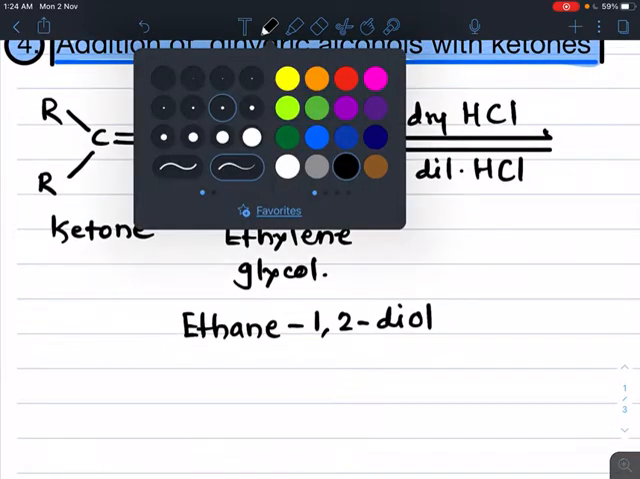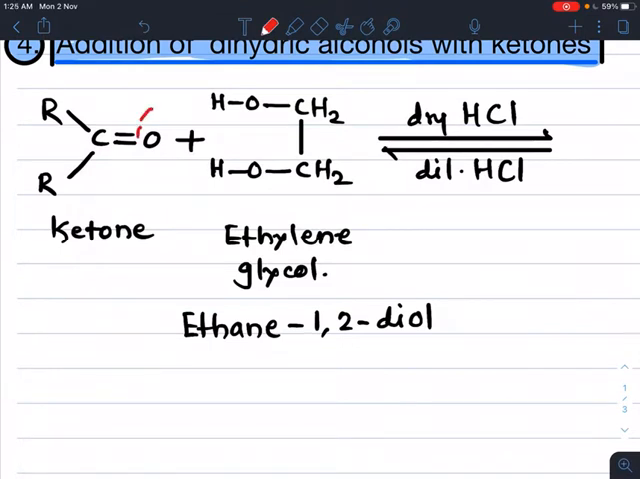See, the removal of H2O takes place. So the bond breaks between the oxygen and hydrogen, and carbon and oxygen. So removal of a water molecule takes place, and the 2 valencies of this carbon are bonded with these 2 oxygens. So finally we get the product RCR, as it is, no change here. So this double bond is converted into a single bond, and we get the cyclic product.